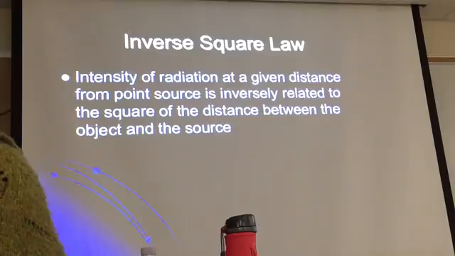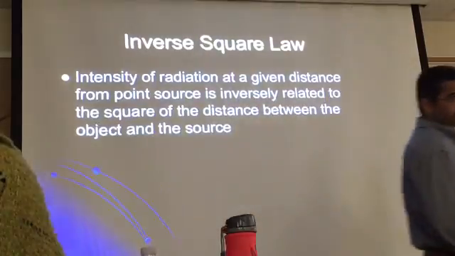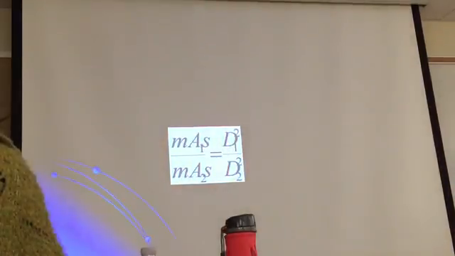Intensity of radiation at a given distance from a point source is inversely related to the square of the distance between the object and the source. Okay, we looked at that many times.